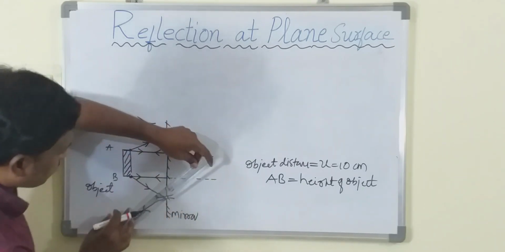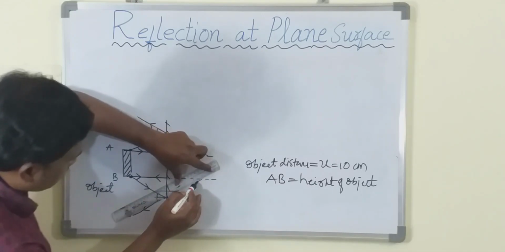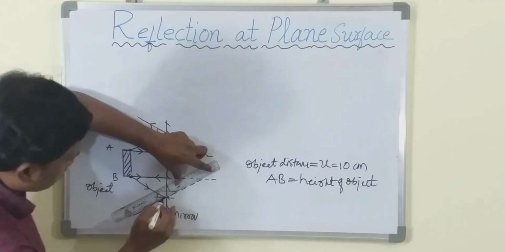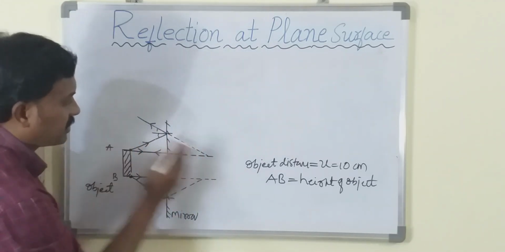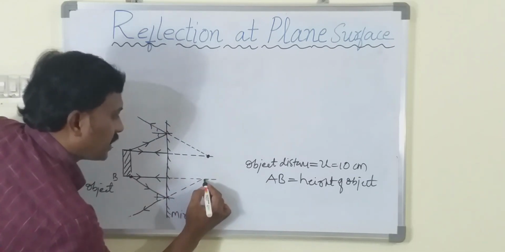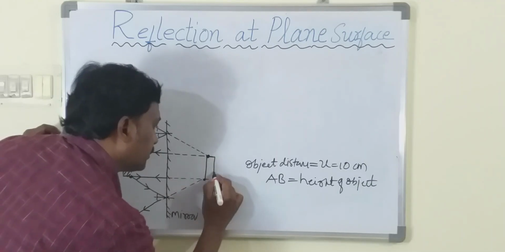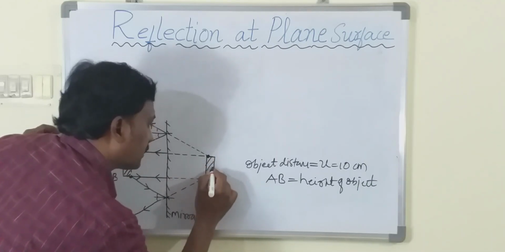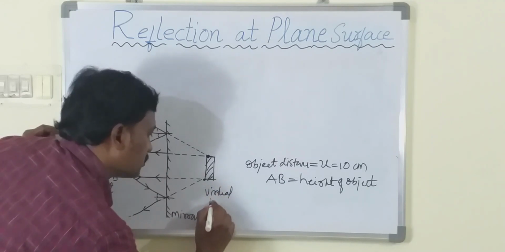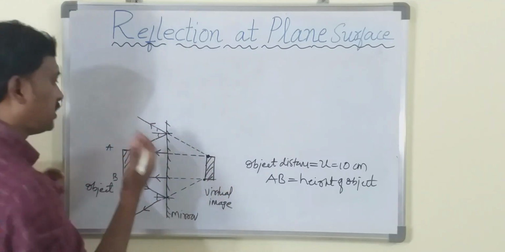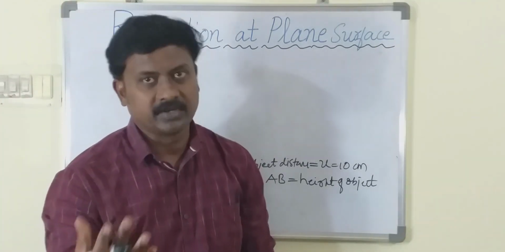So if you extend like this, right. So you can see that these reflected light rays, when they are extended, they are again meeting at points. So there you get the image. This is where you get the image. And this is a virtual image. Virtual image. So using a plane mirror, what is the nature of the image? We get a virtual image.